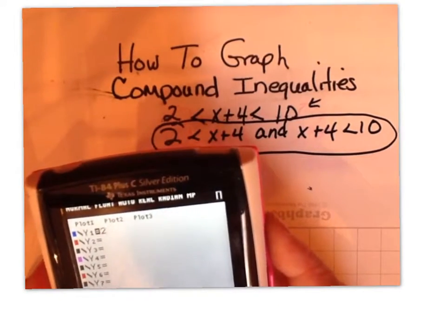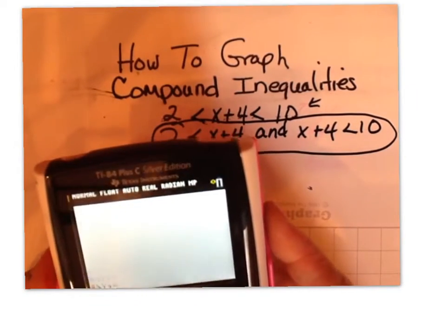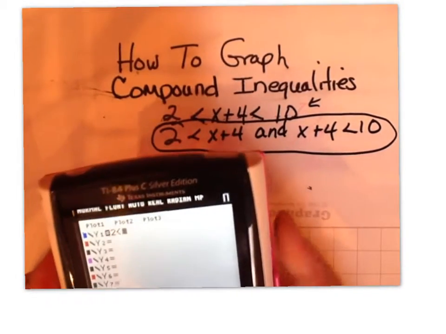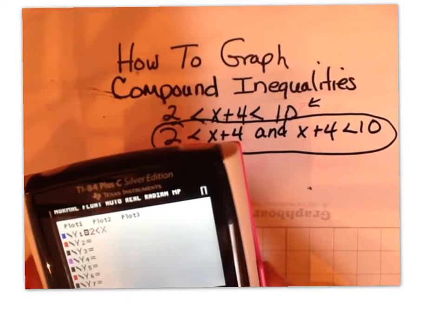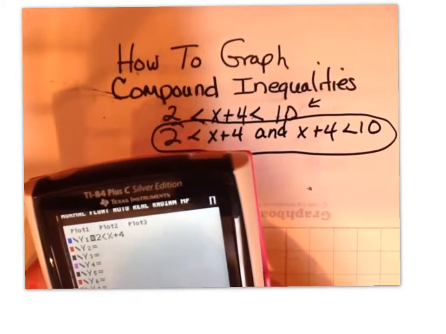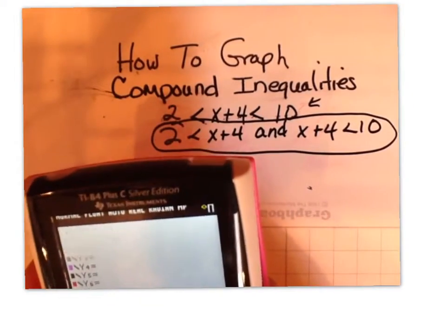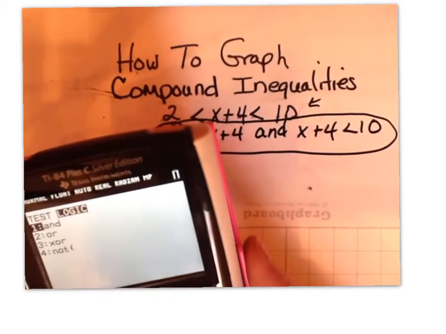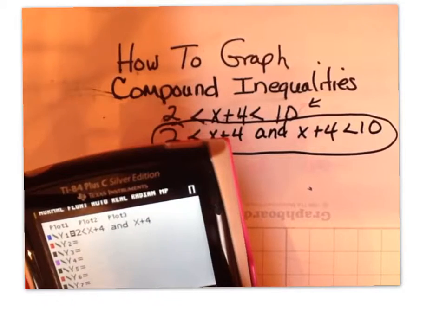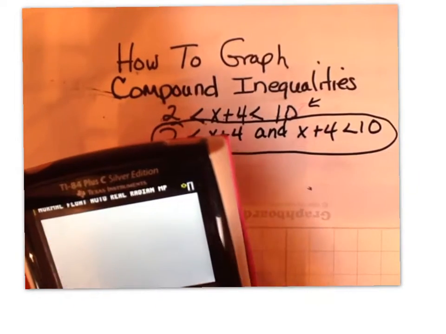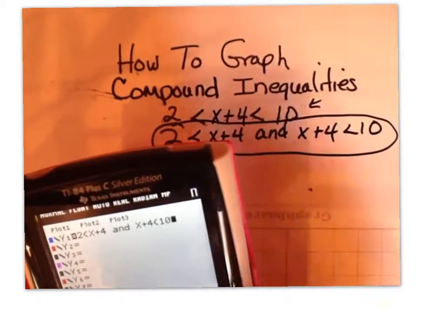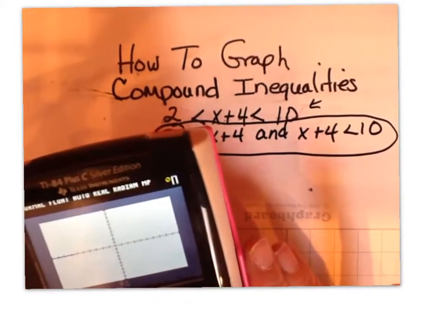To get our less than symbol, it is second and math. And we want to go down to less than. And then we're going to put our x next to our green alpha button, +4. Then I had to get my compound word and. It's in the same place where or is. Second, math, and over to logic, and this time I want and, and I'm going to put in x plus 4. Then I need my less than symbol. Second, math, and it is number 5, and I'm going to put in 10. Now once again, I hit the graph button.